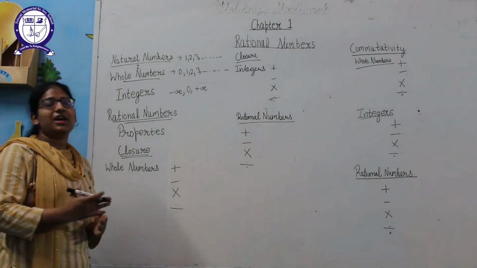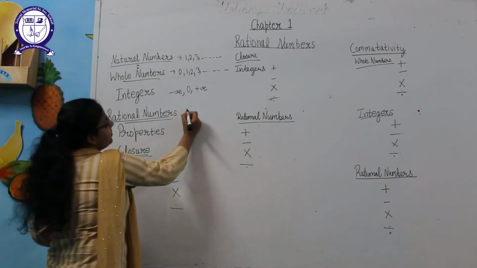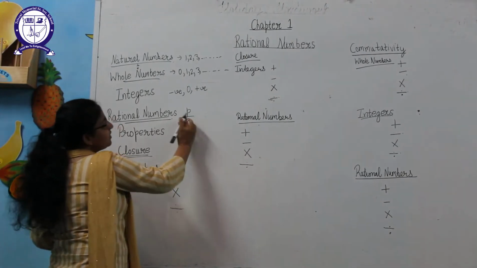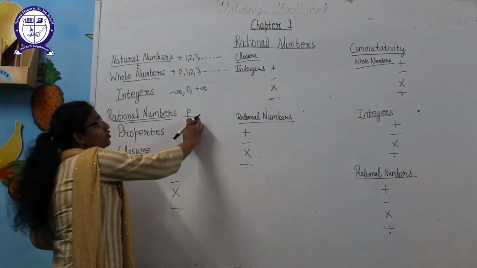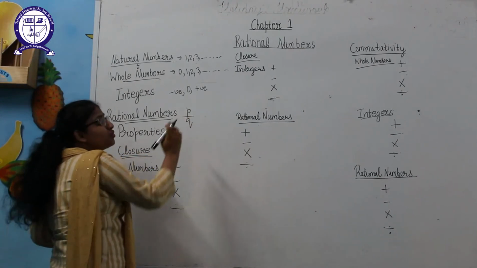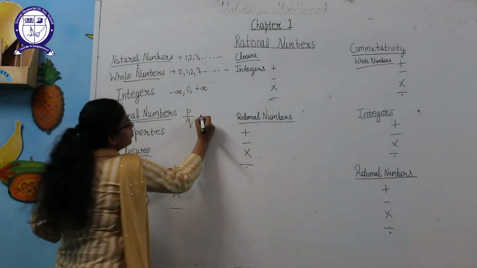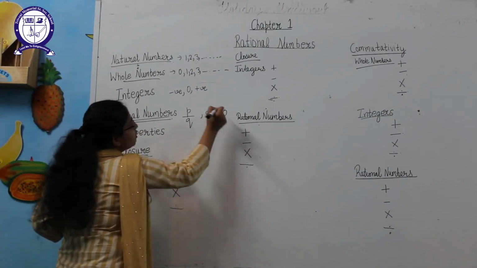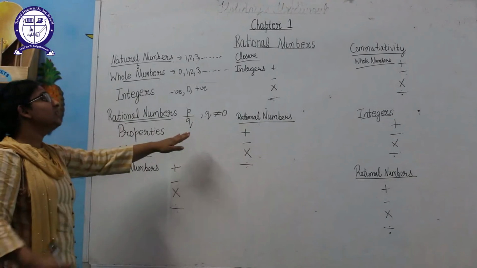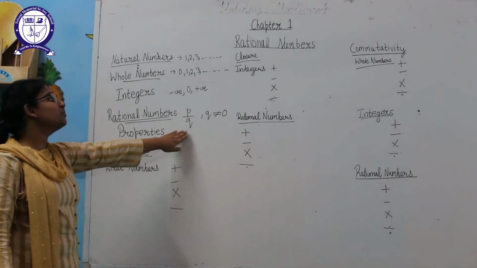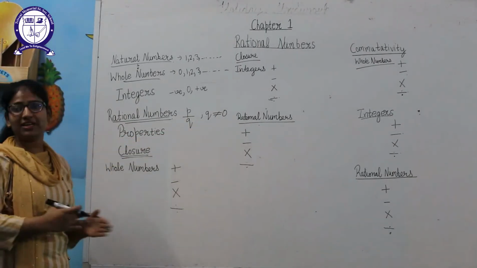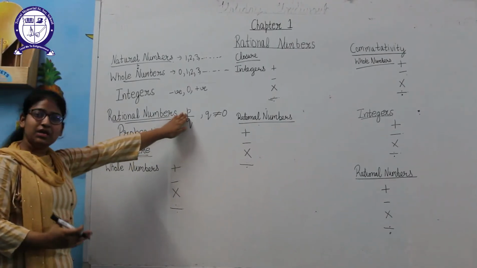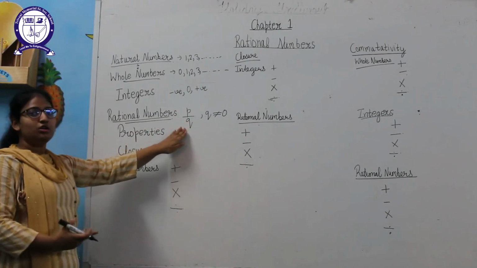The numbers which can be written in the form of P by Q. Means we can write the number as a fraction P upon Q. And here Q should not be equal to 0. Q can be any number, it can be negative, it can be positive, but it should not be 0. Denominator should not be 0. As Q is denominator, P by Q, it means P is numerator and Q is denominator.